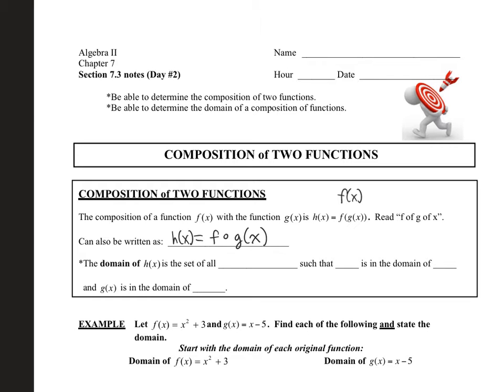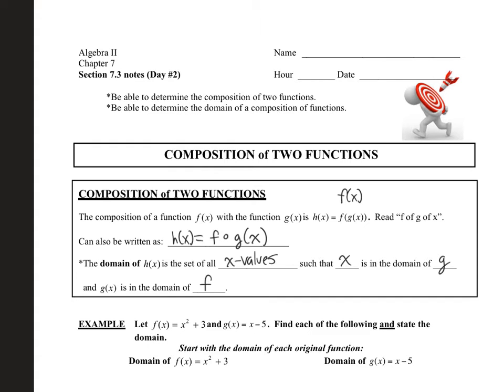Okay, the domain of h of x is the set of all x values such that x is in the domain of g and g of x is in the domain of f. Remember, domain restrictions are when we have zeros in the denominator, or when we have negatives under even roots, right? So just be careful that the domains need to be true for the original functions as well as the compositions, okay?